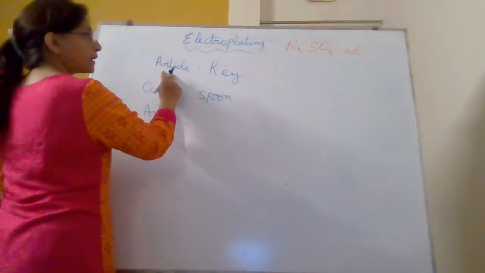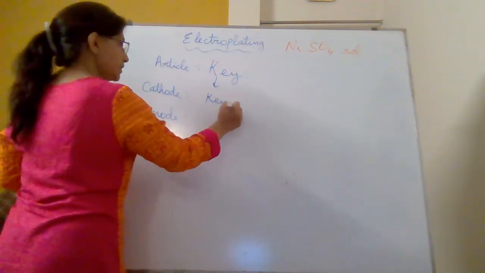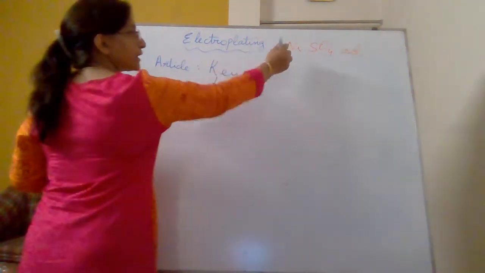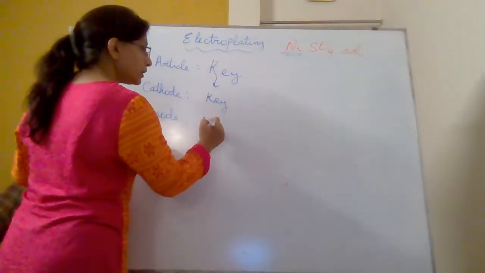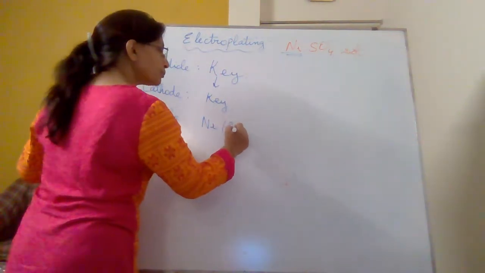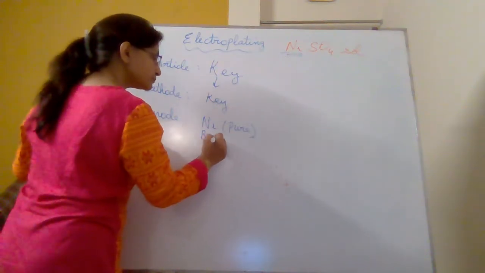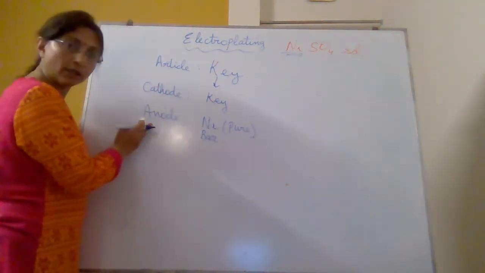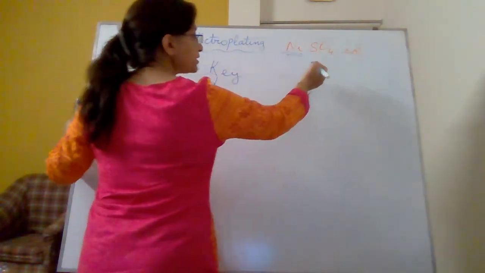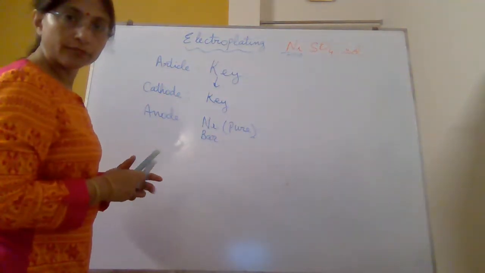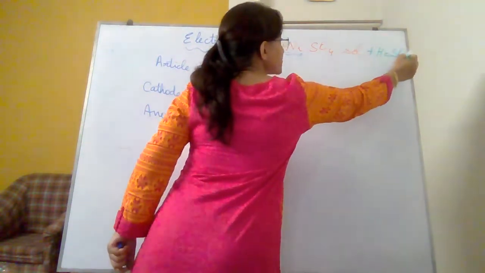So the article is a key, so that will be the cathode, right? And what will be our anode? Since we are trying to electroplate nickel, we will have nickel in its pure state. We can have a nickel bar, a small nickel bar, which we can use as the anode. Aqueous nickel sulfate: again, in this nickel sulfate, in order to increase the conductivity, we will add some dilute sulfuric acid to it.